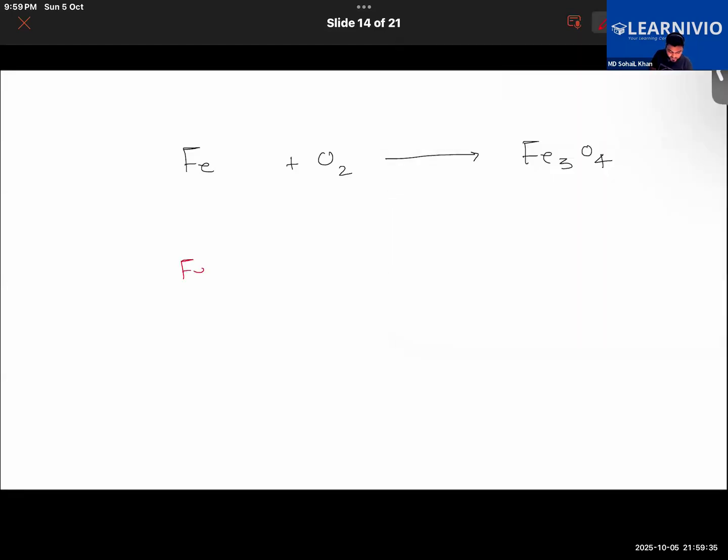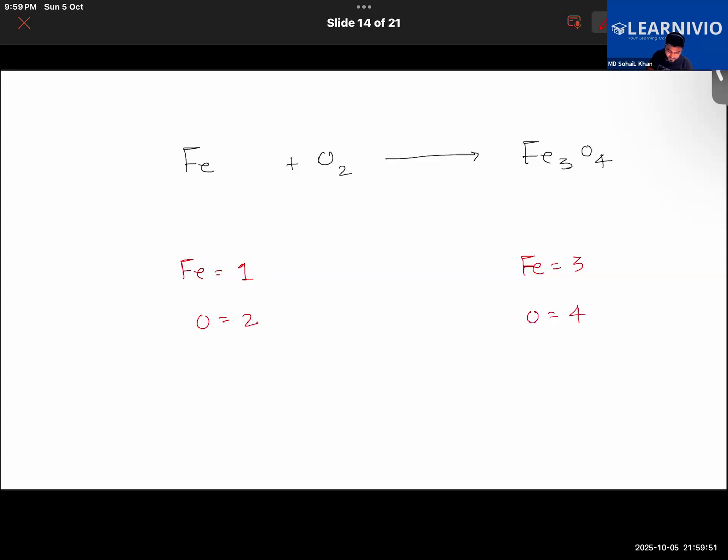One iron atom and two oxygen. Sir, Fe cannot be written as F and E. It should be written together only, like this: capital F, small e. How many oxygen atoms are there?